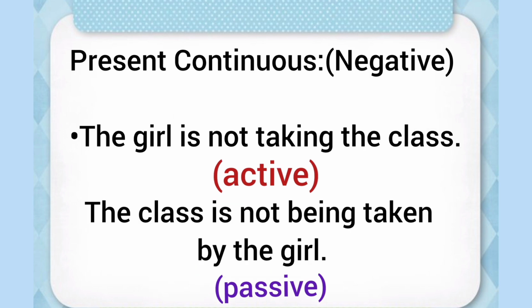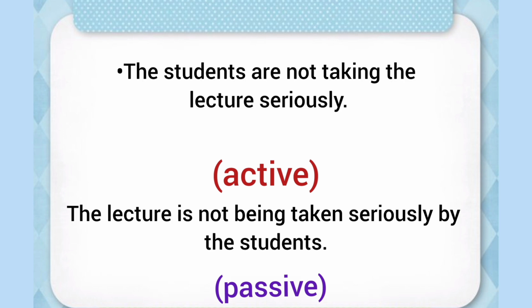Then present continuous negative sentences. The girl is not taking the class. The class is not being taken by the girl. Rest the rules are same, just you have added what? Being here. The students are not taking the lecture seriously.